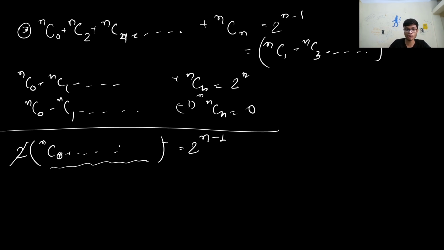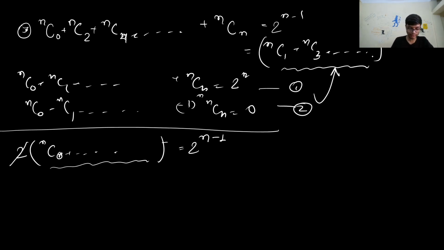And similarly the result holds if, instead of adding both equations, this is equation number 1, this is equation number 2, we subtract the equations. We will also get the same result. I hope this is clear. So the sum of the binomial coefficients with even lower suffix is equal to the sum of the binomial coefficients with odd lower suffix, and the value is equal to 2 to the power n minus 1. Okay, so I hope you will remember this result.